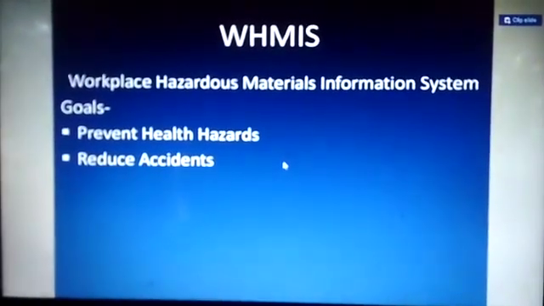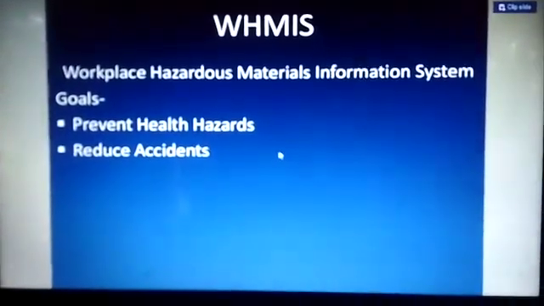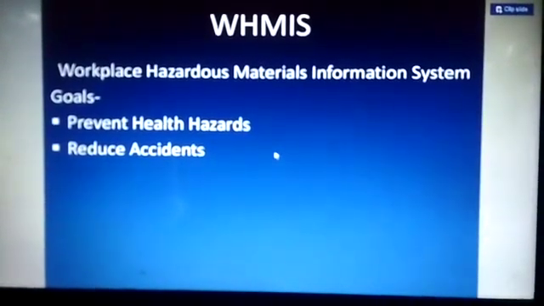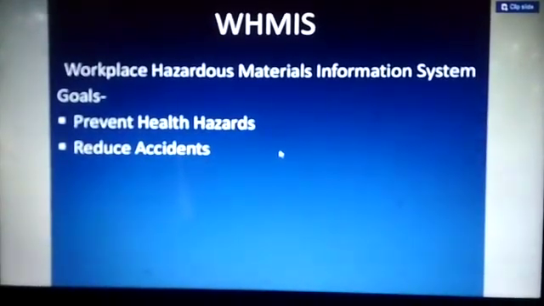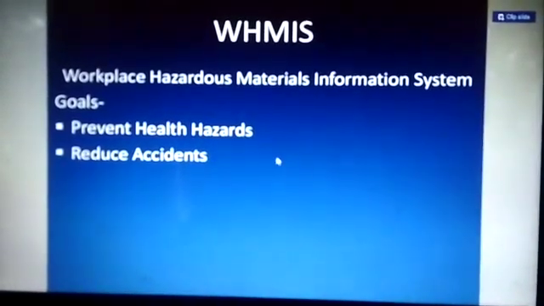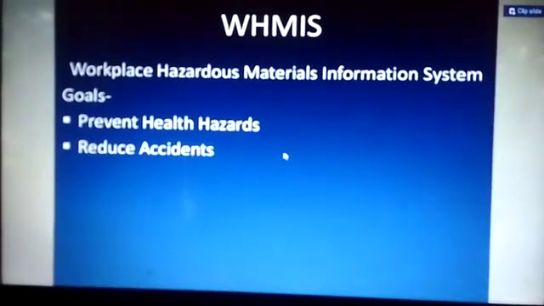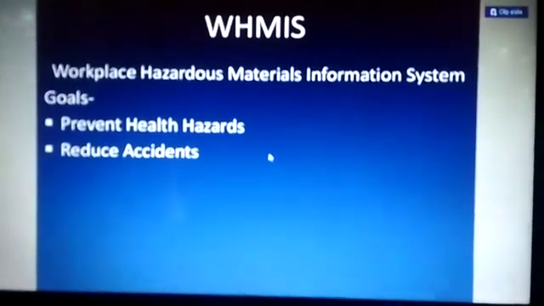Okay, so the second part of unit number 4 is WHMIS. We started it earlier also. WHMIS stands for Workplace Hazardous Materials Information System. So what are the goals of this system?